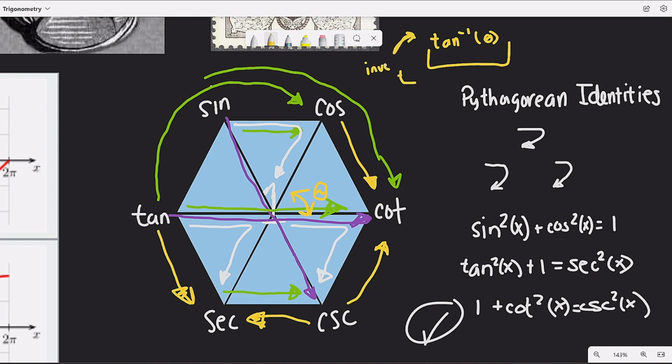Inverse trig function. And so there we go. That is really the trigonometry in a nutshell.